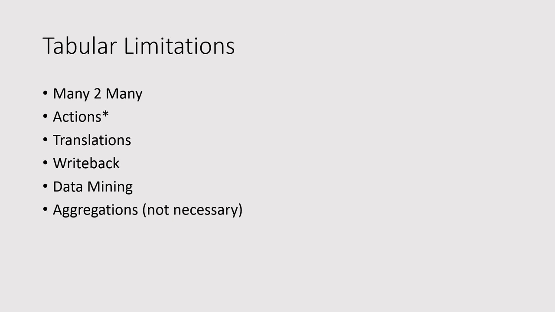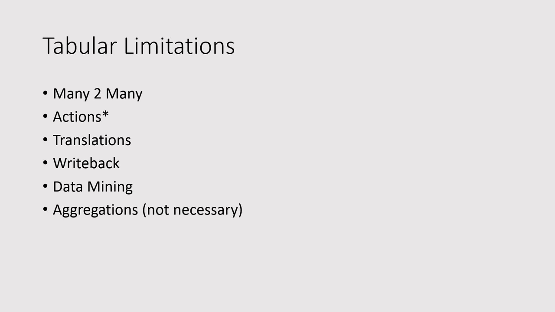Now, tabular limitations. I mentioned a few of these things, but these are basically things that tabular cannot do natively: many-to-many, actions, translations, write-back, data mining, and aggregations aren't necessary. I have an asterisk by actions, because it's actually possible to do actions. It's just not available yet in the GUI.